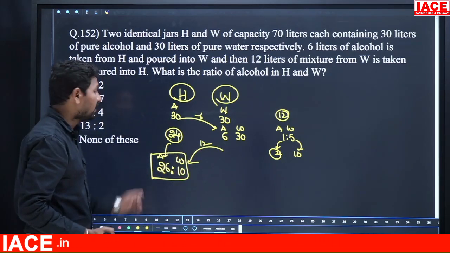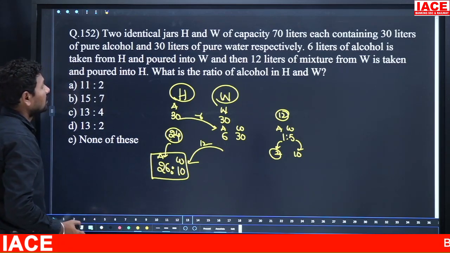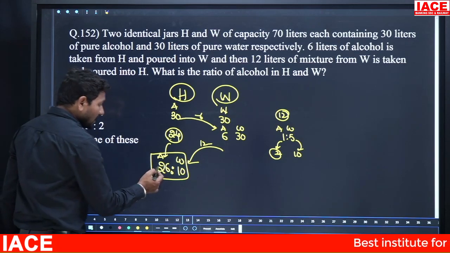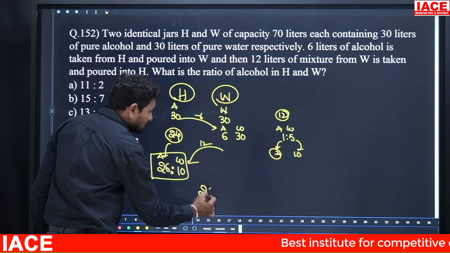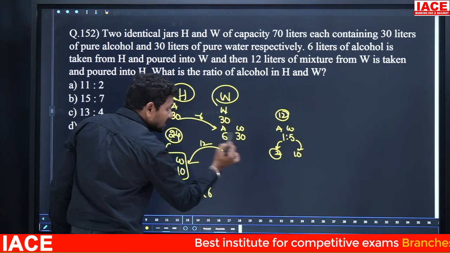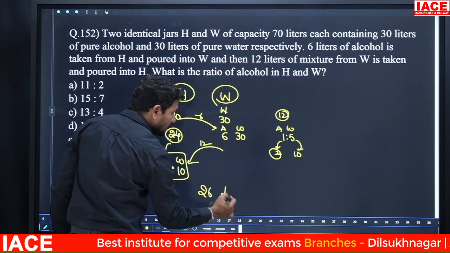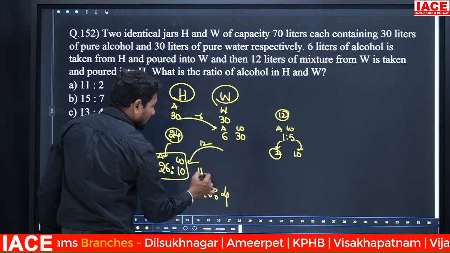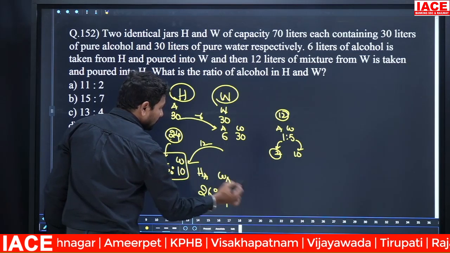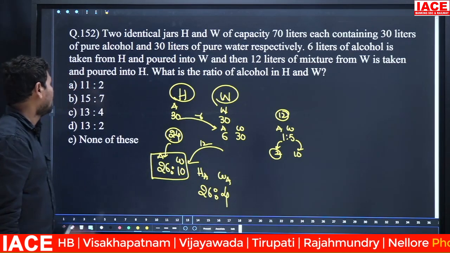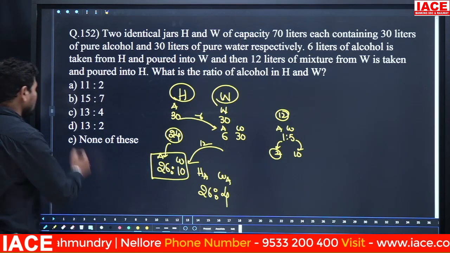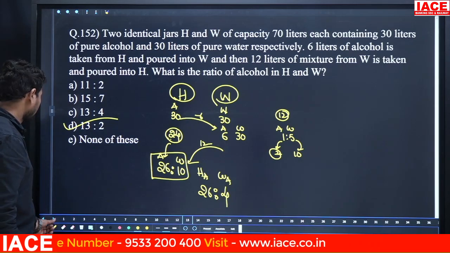In H, alcohol is 26 liters and water is 10 liters. Now what is the ratio of alcohol in H and W? Okay, then alcohol value is 26 liters here. Here alcohol is 6 liters. In this 6 liters, 2 liters gone, so the remaining is how many liters? 4 liters. Okay, H alcohol and W alcohol, 26 is to 4. Both will be cancelled with 2. 2 13s are 26, 2 2s are 4. Then the answer is option D.